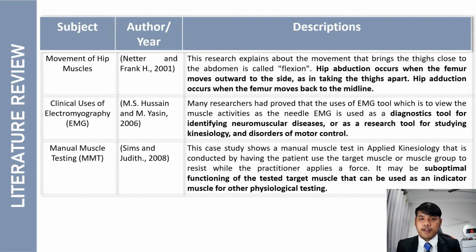According to Natter and Frank in 2001, on the subject of movement of hip muscles, this research explained that the movement that brings the thigh close to the abdomen is called flexion. Hip abduction occurs when the femur moves outward to the side, as in taking the thighs apart. Hip adduction occurs when the femur moves back to the midline.